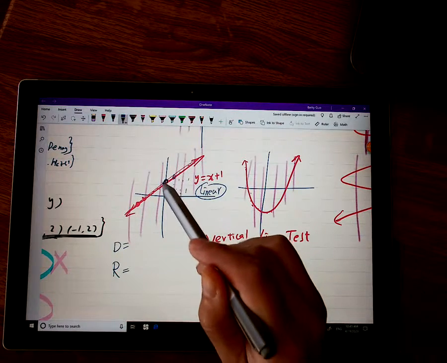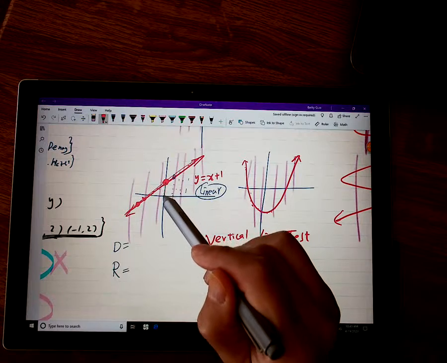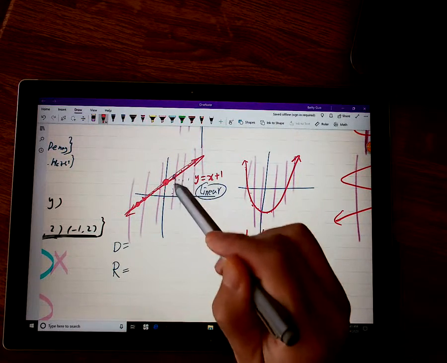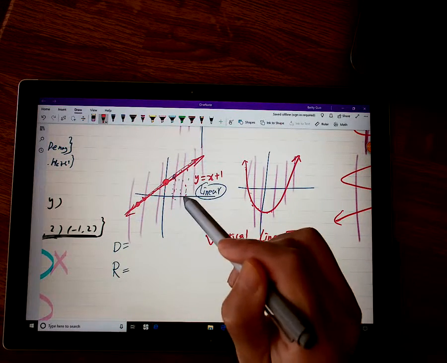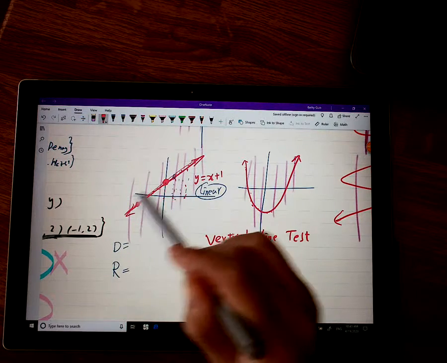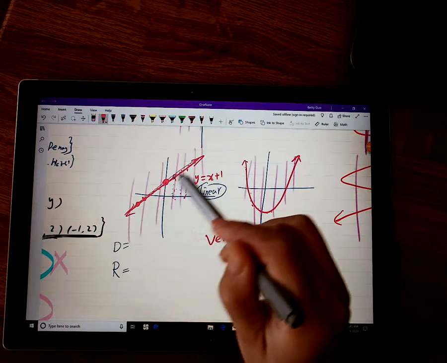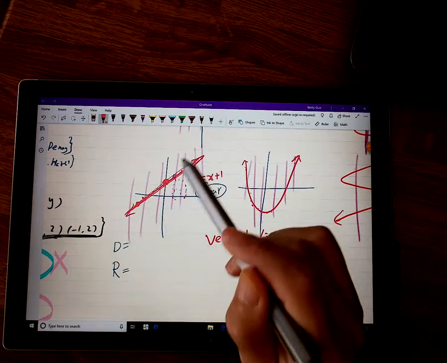So this point is on the line. This point has x value 0, right? And those points have x values bigger than 0. And those points have x values less than 0. So we have so many different points, uncountably many points.